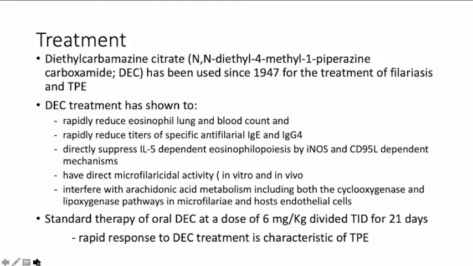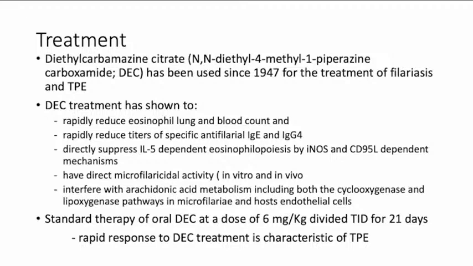So your treatment of choice for patients who you've made a diagnosis of TPE is to give them DEC, which is diethylcarbamazine. And it has a long name that you can see there. We just know it as DEC. This has been used since 1947 to treat filariasis and to continue treating TPE once TPE was diagnosed.